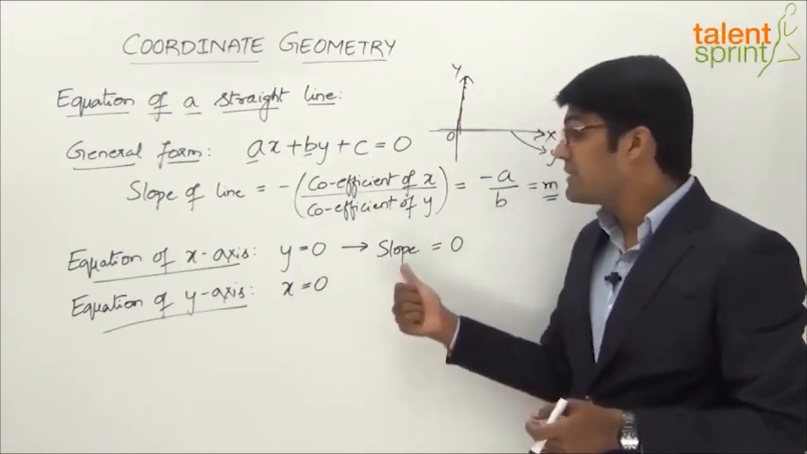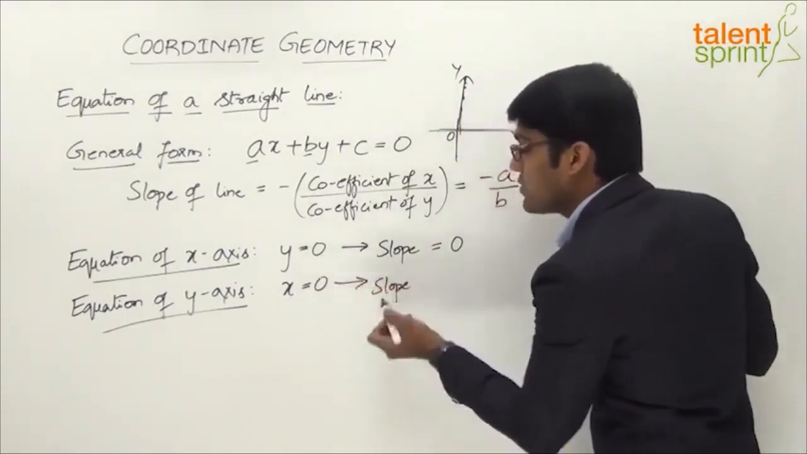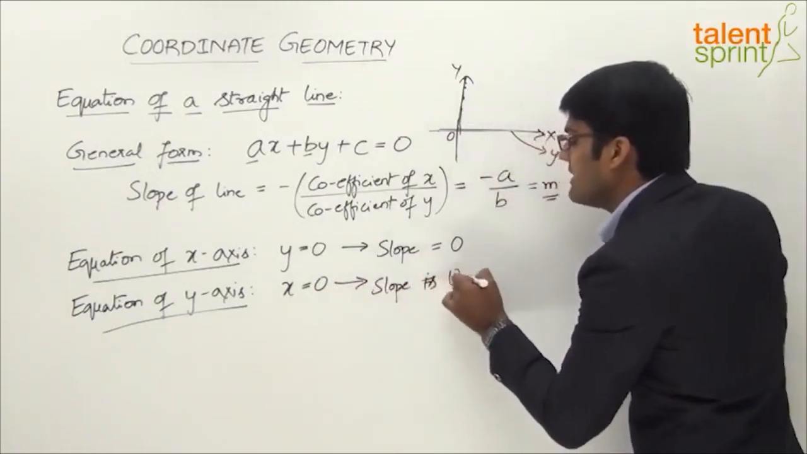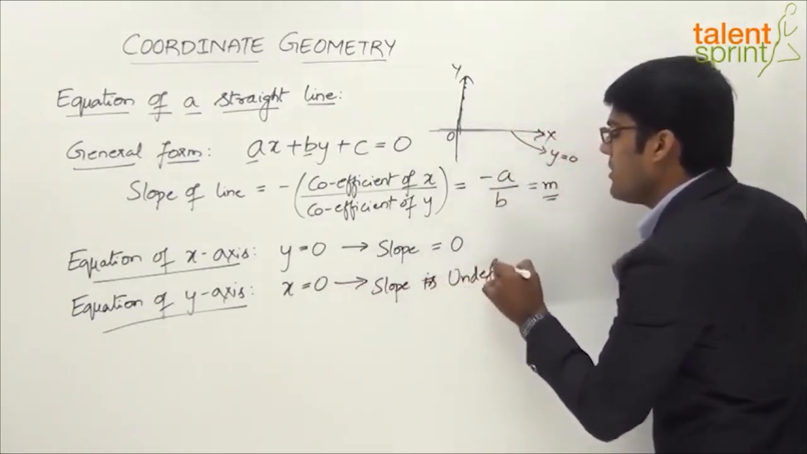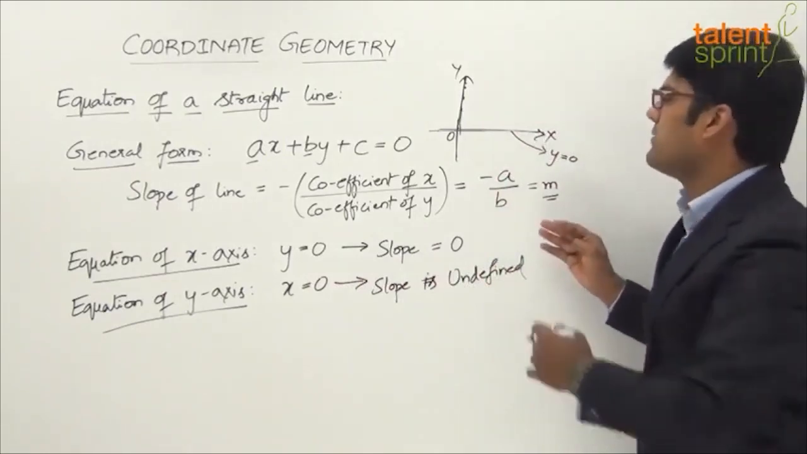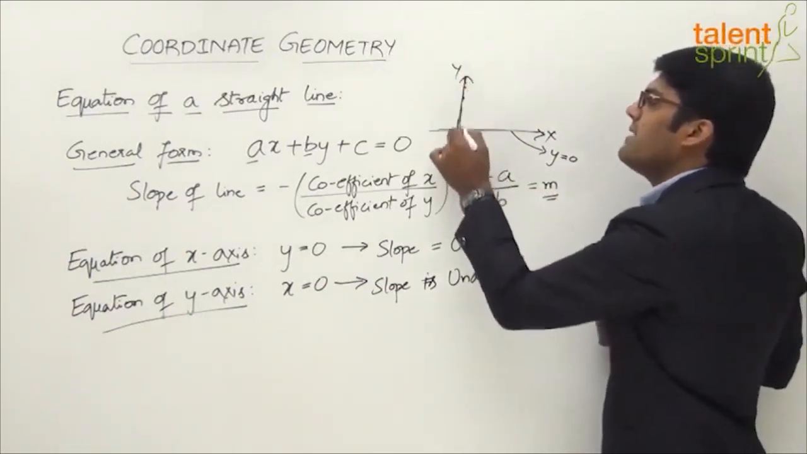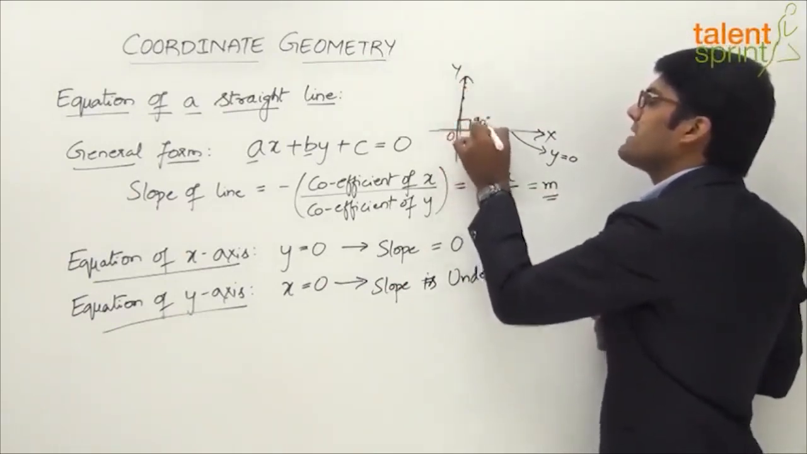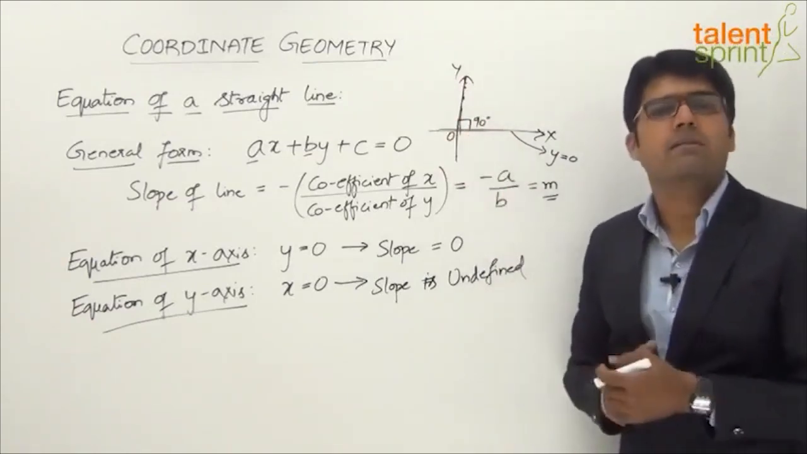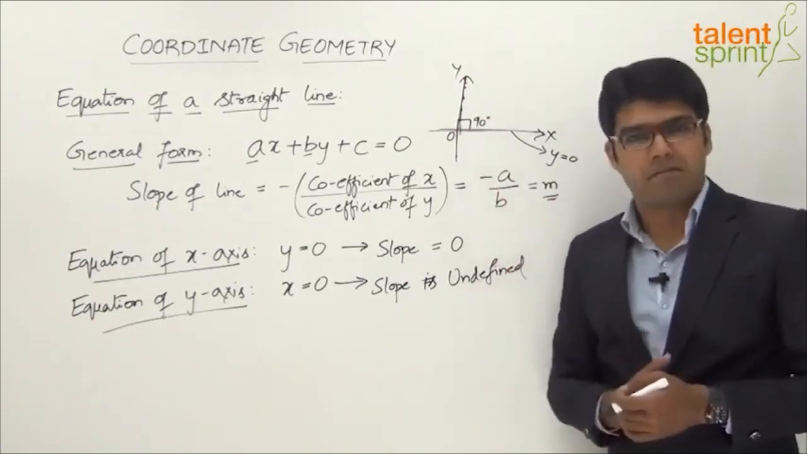And now let's look at the slope. What is the slope of y-axis? Well, the slope of y-axis is undefined. We cannot talk about the slope of y-axis. What is the reason? If you go by tan theta, we know that y-axis makes an angle of 90 degrees with x-axis. So theta is equal to 90. But what is tan 90? Undefined. So the slope of y-axis should be taken as undefined.